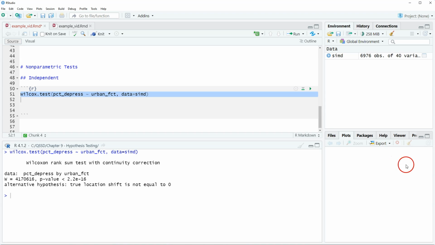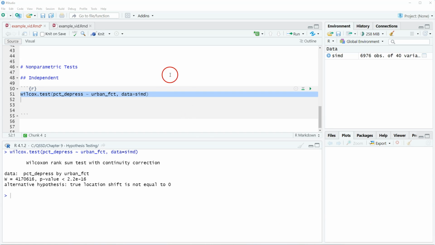So we can conclude that there is a statistically significant difference between psychiatric prescription percentages between urban and rural Scottish data zones. Again, we're not getting at the means. We're not saying there's a difference in the means. We're talking about the overall distributions, if you will.